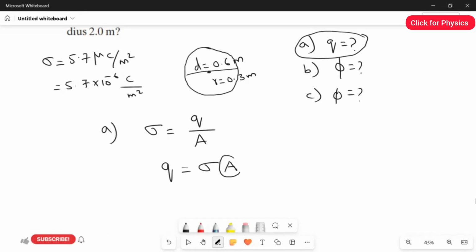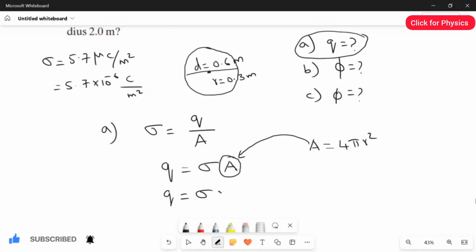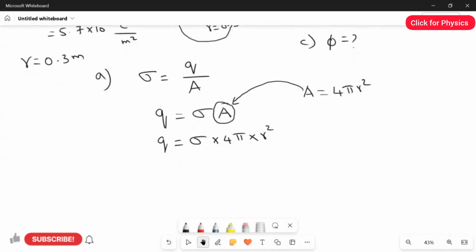Now we have to find the surface area of the sphere. As we already know, the surface area of the sphere is 4 pi r square. I substitute this value of A here. Then Q is equal to sigma multiplied by 4 pi multiplied by r square. As we already know the radius value, we found the radius from the diameter. So here the radius is 0.3 meter. Now I'm going to substitute the values in the equation.